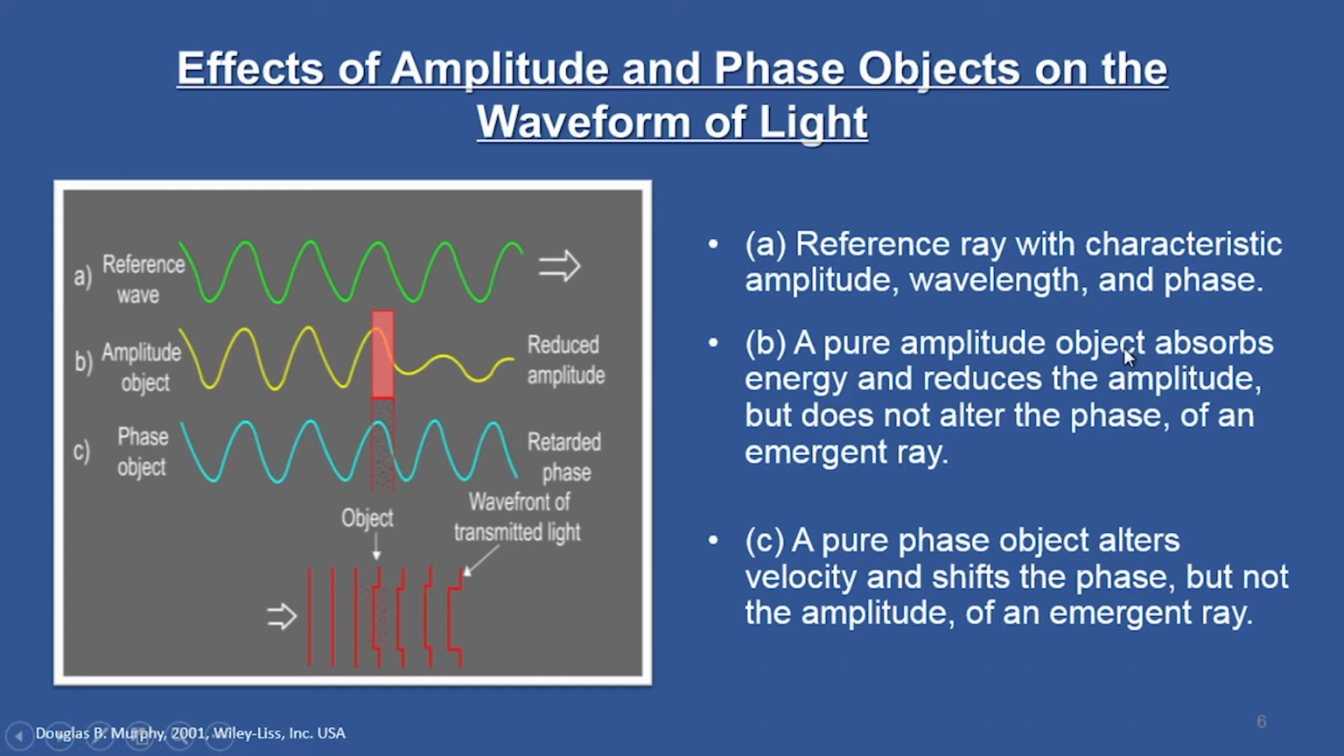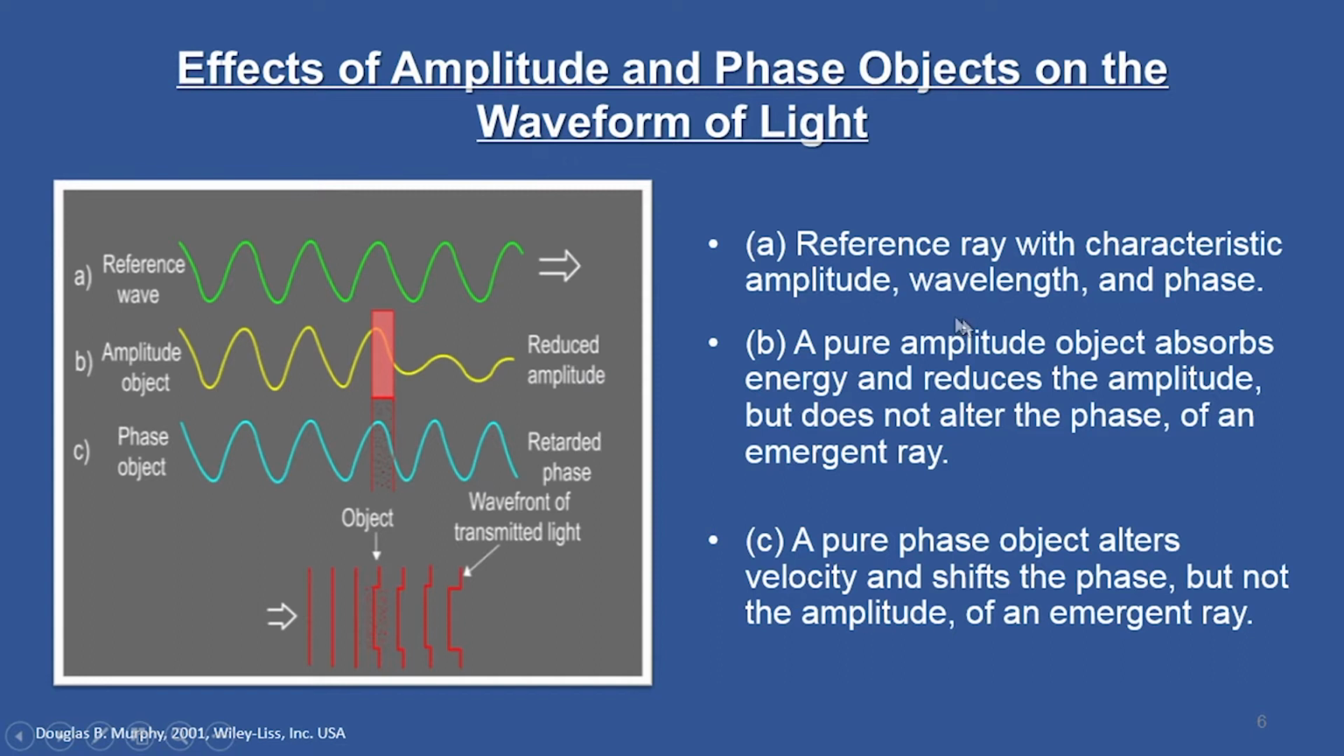A pure amplitude object absorbs energy and reduces the amplitude, but does not alter the phase of an emergent ray. A pure phase object alters the velocity and shifts the phase, but not the amplitude of an emergent ray. So, this understanding is very important in order to get the concept which we are going to see in phase contrast microscopy.